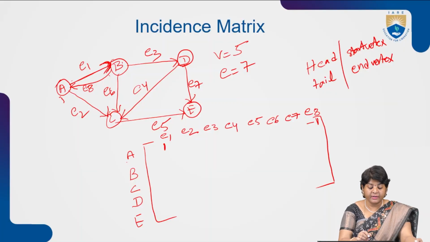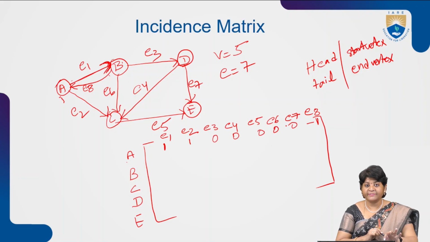So now you identify how these directions are given and which incidences are related to the vertices. Now for A, if you select A to B, E1, where A acts as a starting vertex, so 1. From A to C, A acts as a starting vertex, so at incidence E2 we will mark it as 1. And for the remaining edges, they are not connected, so they will be marked as 0.